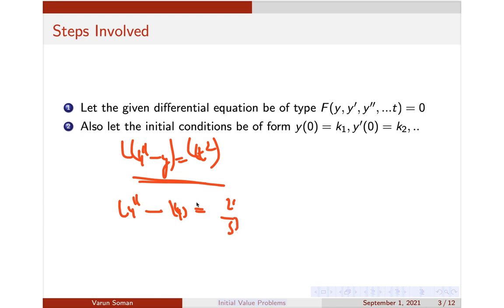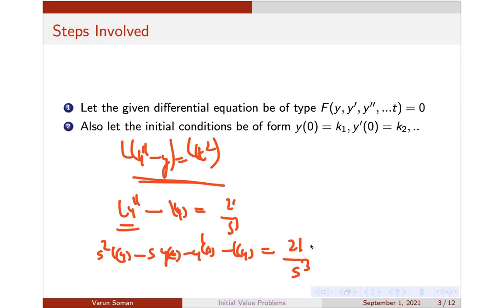Then what I will do is that here I will apply the differentiation formula to convert the L of y double dash into L of y. So when I apply the differentiation formula, it will be s square into L of y minus s into y of 0 minus y dash of 0, minus L of y, which is equal to 2 factorial by s cube. When we do the problem, you'll understand.